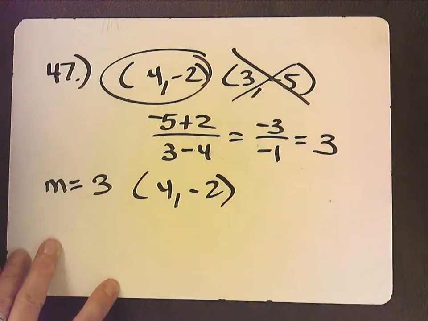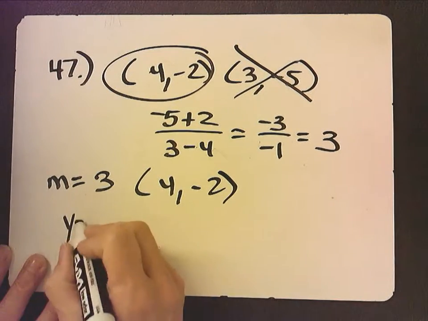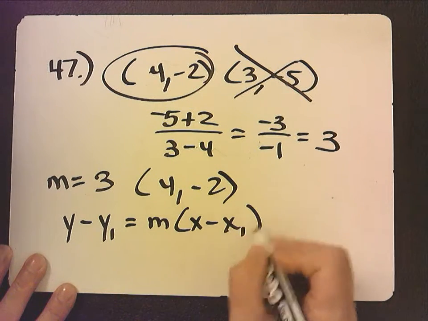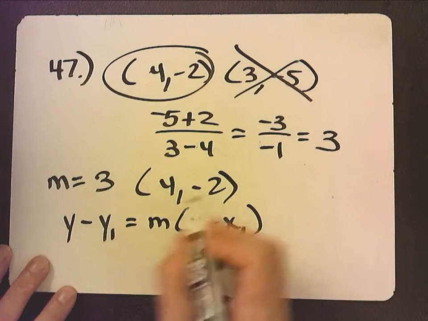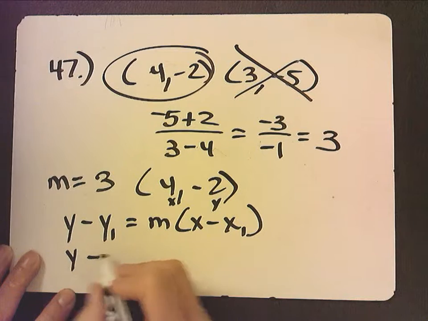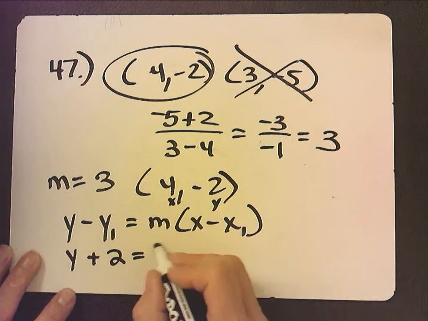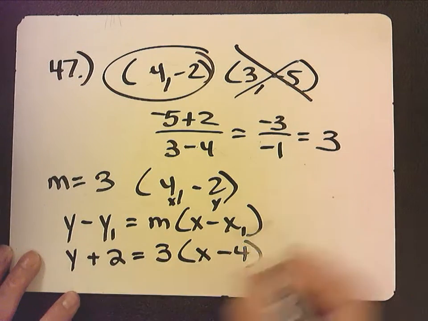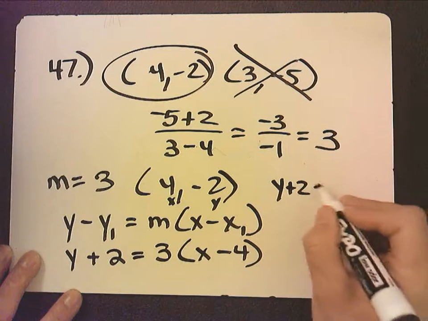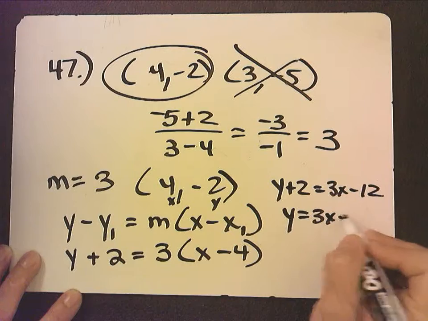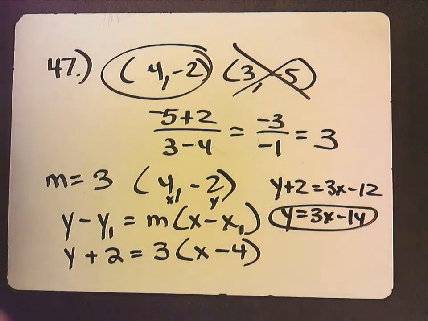So now, the point-slope form is y minus y sub 1 equals m times x minus x sub 1. So now I substitute. This is x, this is y. So y minus -2 equals 3 times x minus 4. So this becomes y plus 2 equals 3x minus 12, y equals 3x minus 14, and that is my slope-intercept form.